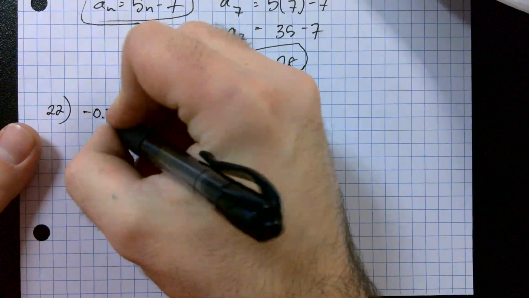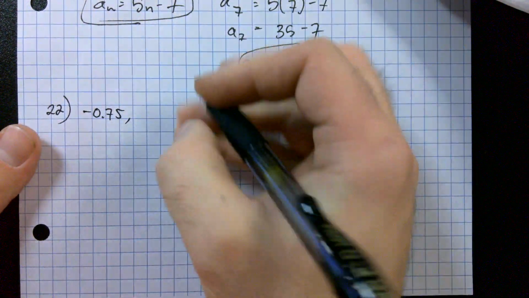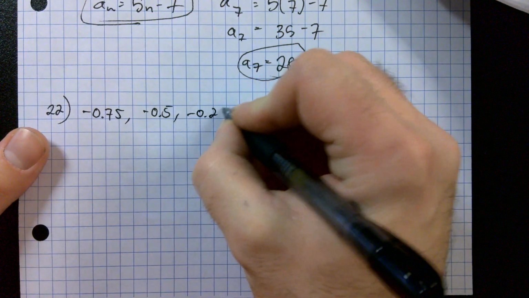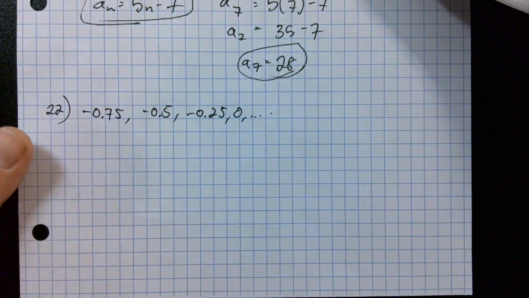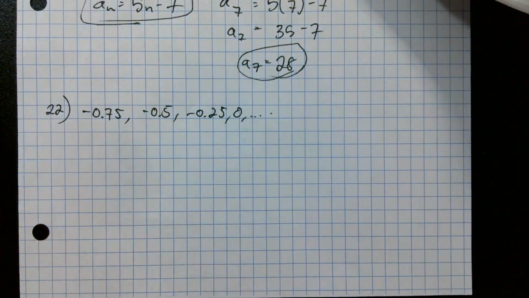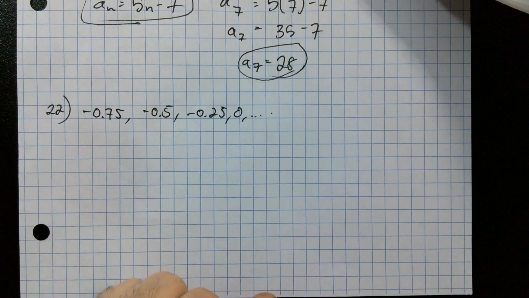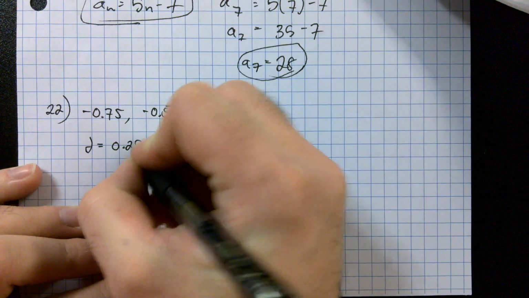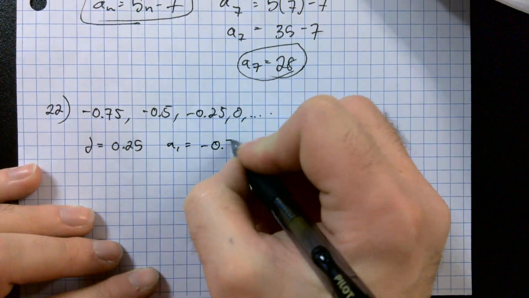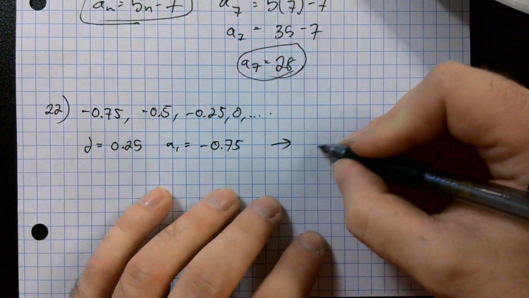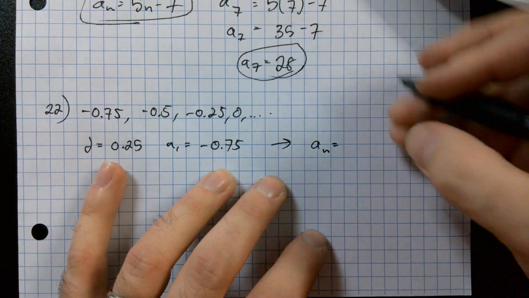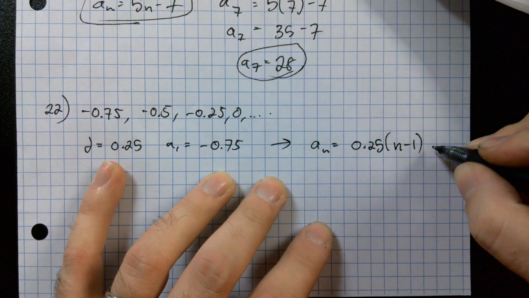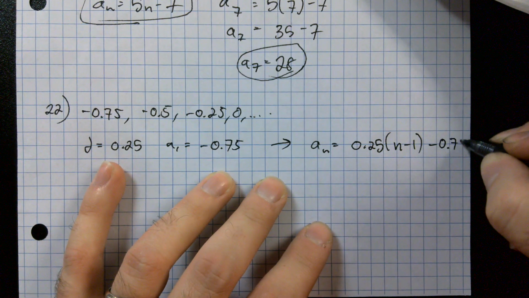Just like in 22. 22 is a little bit different because we got decimals. Negative 3/4, negative 1/2, negative 1/4, 0. What am I changing from number to number? I'm adding a fourth. So my d is 0.25. My a sub 1 is negative 0.75. I can write the equation a sub n is equal to 0.25 times n minus 1 minus 0.75.